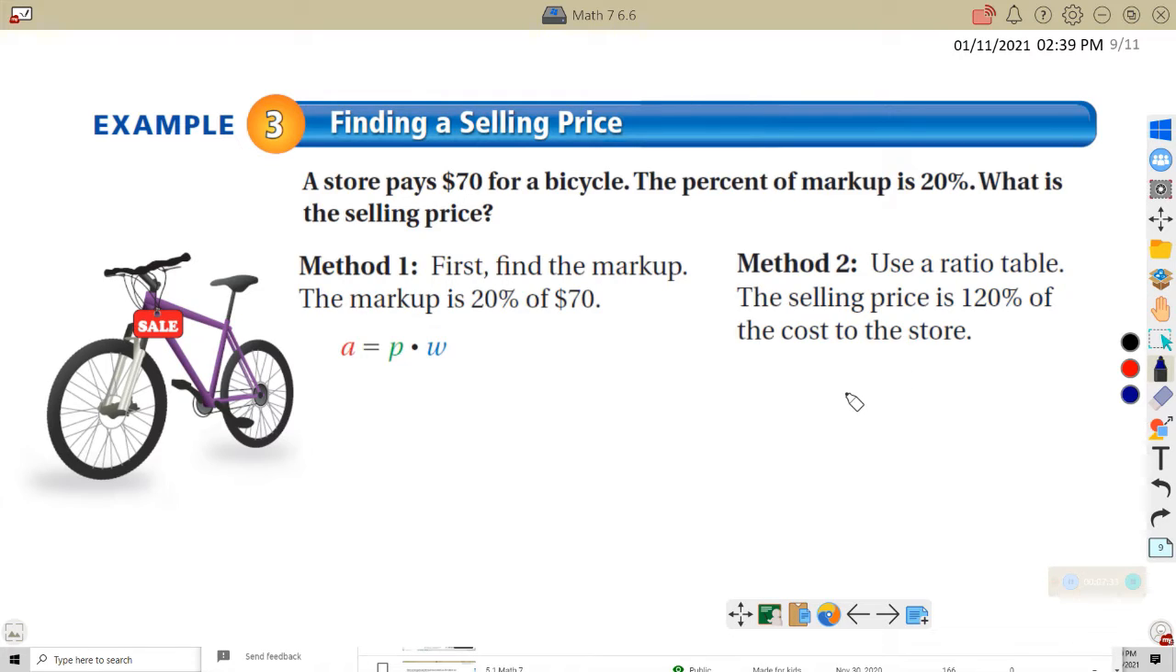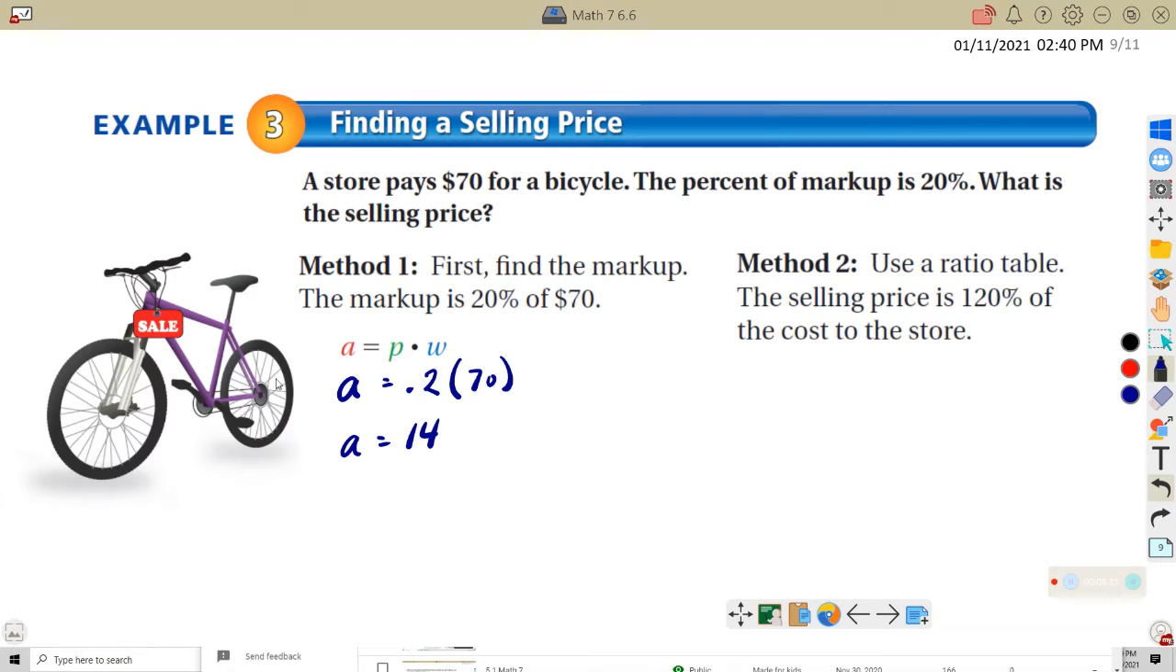So there's a couple different ways we're going to do this. This is kind of like the discount one, but in reverse. First, we're going to find the markup. The markup is 20% of 70. They pay $70 for this, and they're going to mark it up 20%. So that amount is going to be 0.2 of 70. We're going to multiply to get 20% of 70, so 0.2 times 70. Well, this is easy, 7 times 2. It's $14, right? So A equals 14.